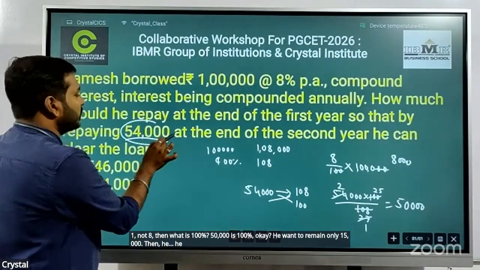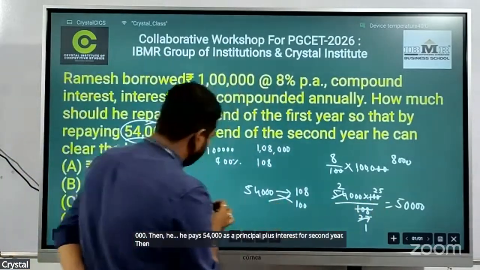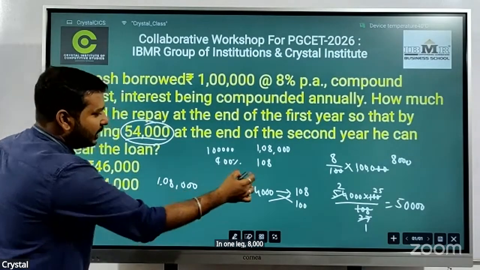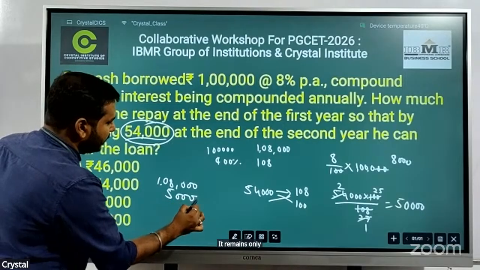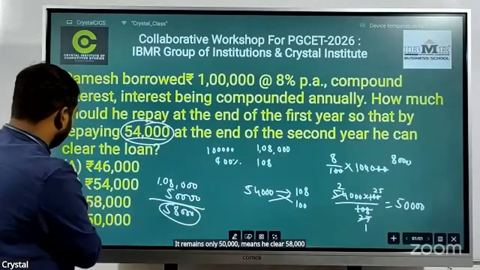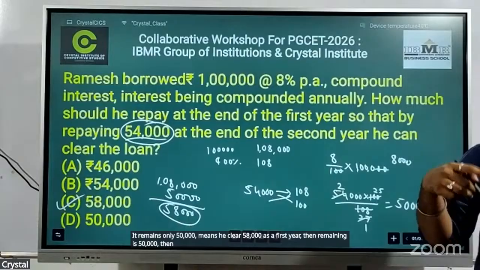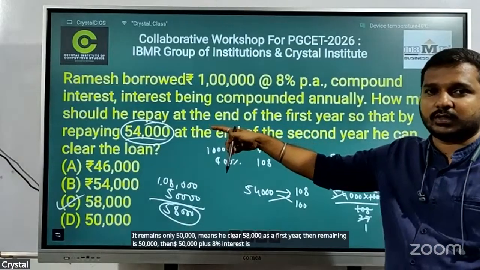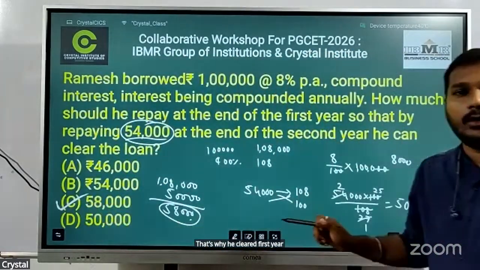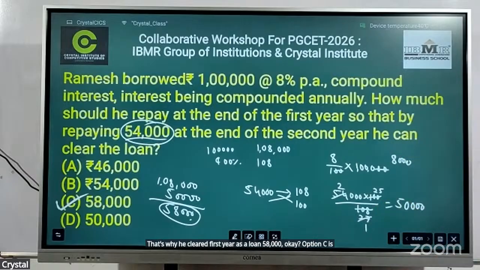He pays 54,000 as principal plus interest for the second year. Then first year he wants to clear from 1 lakh 8,000. He remains only 50,000, which means he cleared 58,000 in the first year. Then remaining is 50,000, and 50,000 plus 8% interest is 54,000. That's why he cleared 58,000 as the loan in the first year. Option C is the correct answer.